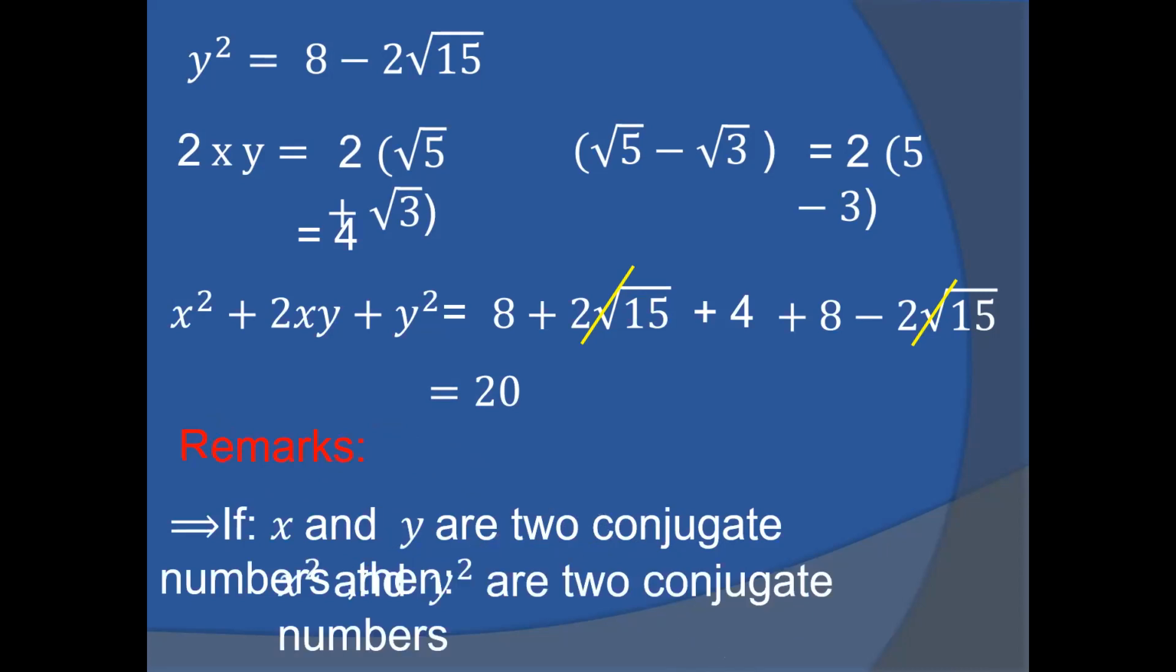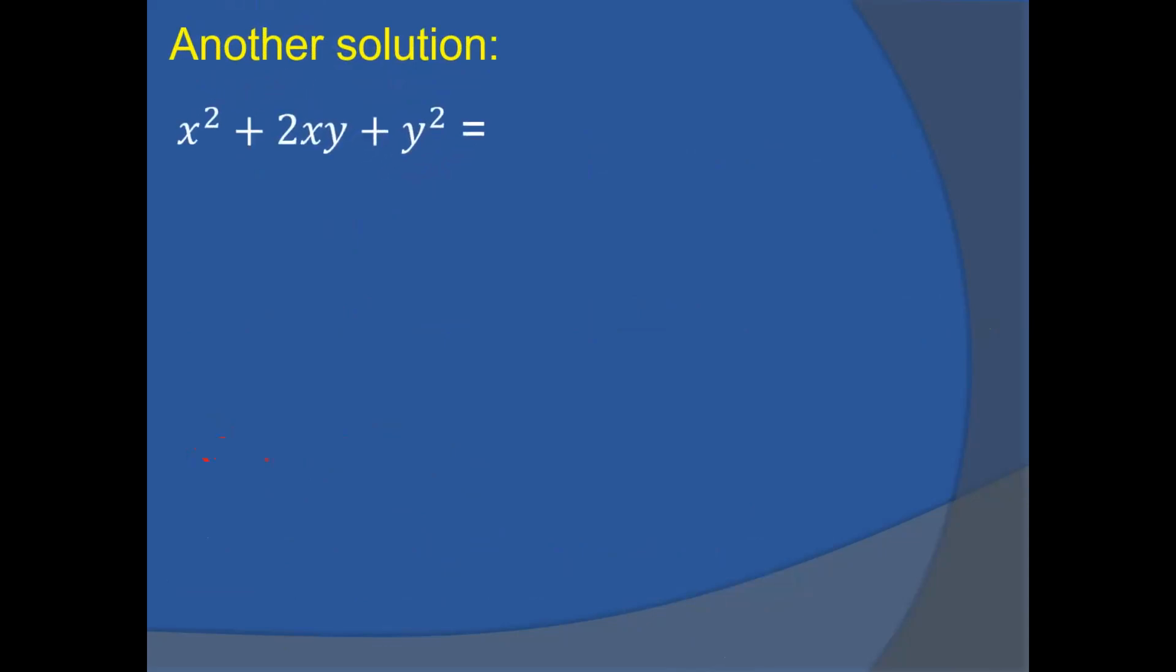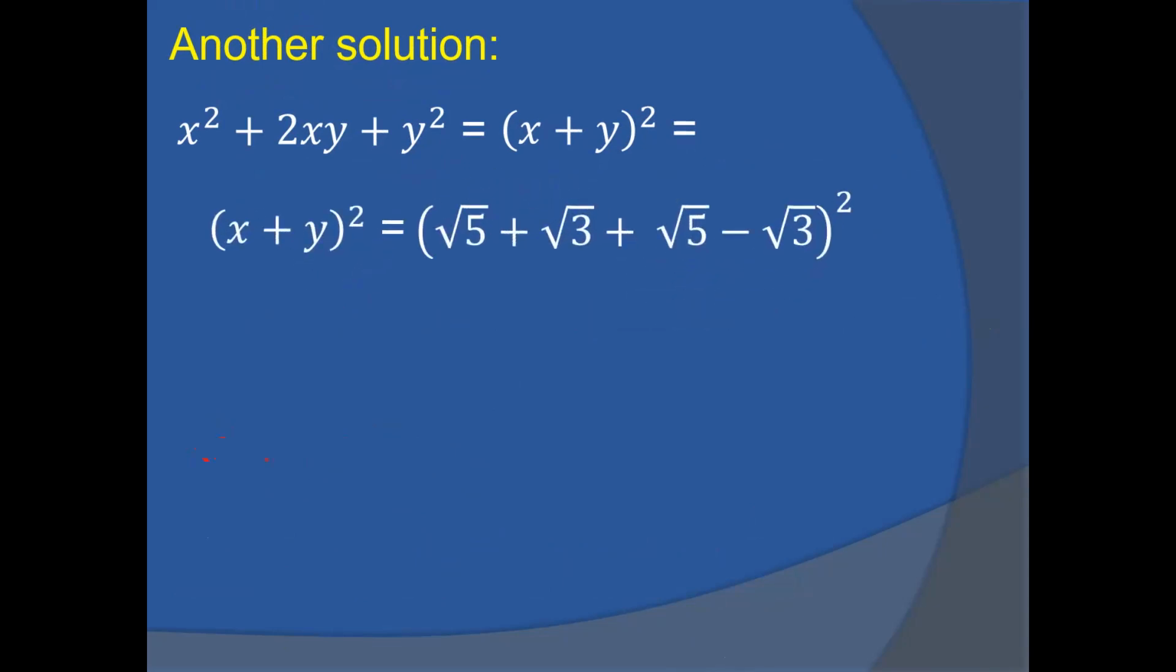Here, x and y are two conjugates, so x squared and y squared are also conjugate numbers. Okay, here, x squared plus 2xy plus y squared means x plus y all squared. So I must make x plus y and then square the answer. First, x equals root 5 plus root 3, plus y equals root 5 minus root 3, all squared.